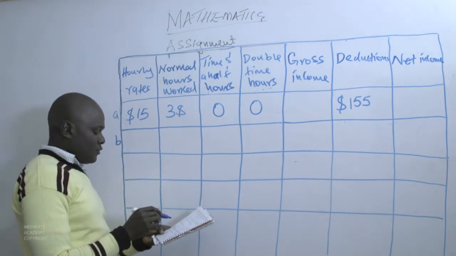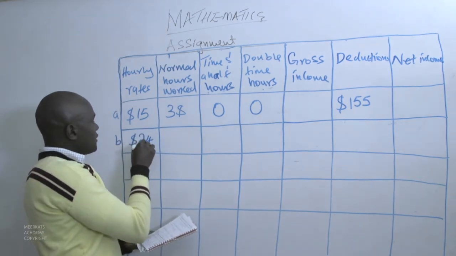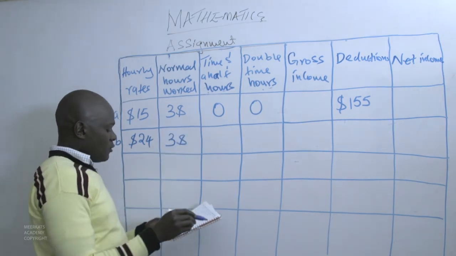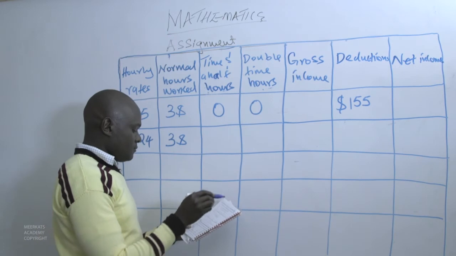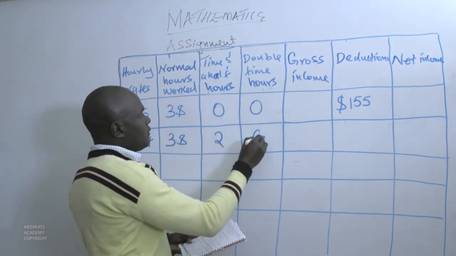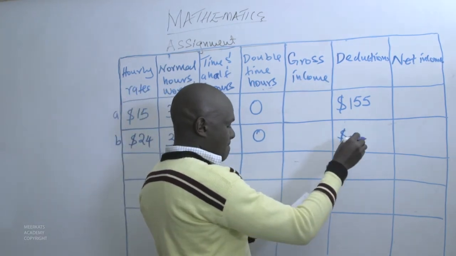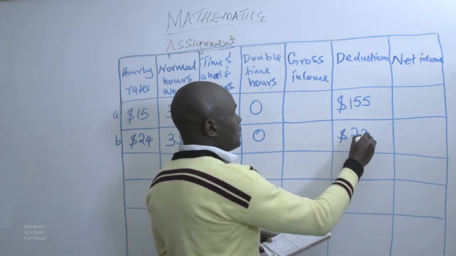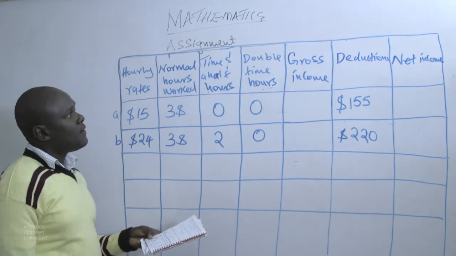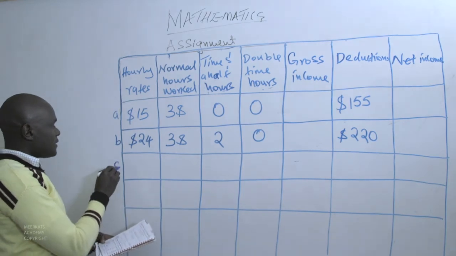In our second row, the rates are $24 per hour. The normal working hours per week are 38. Time and a half hours are 2. We don't have double time. And the total deductions are $220. We do the same. We calculate the gross income and also the net income and fill in those blank spaces.